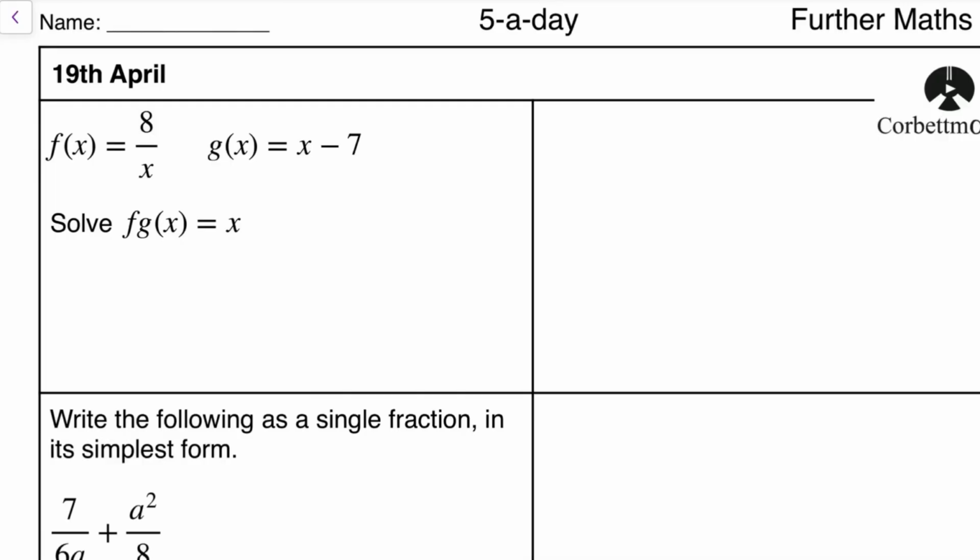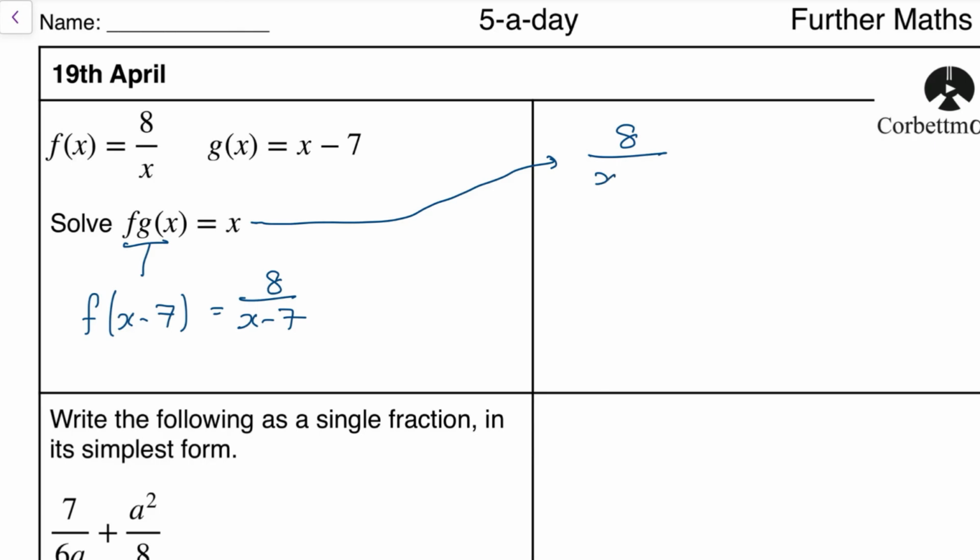Right, so the first question has f of x equals this and g of x equals this. Okay. Step 1, let's find out what f of g of x is. So f of g of x is f of x minus 7. And f of x takes whatever is inside the brackets and does 8 over that thing, so that's 8 over x minus 7. And the question wants me to equate that to x. So in other words, where does 8 over x minus 7 equal x?